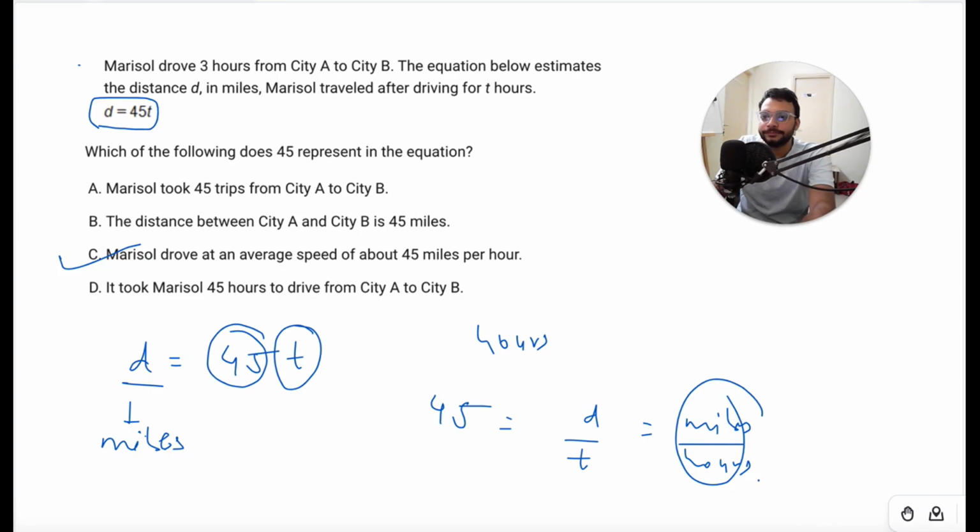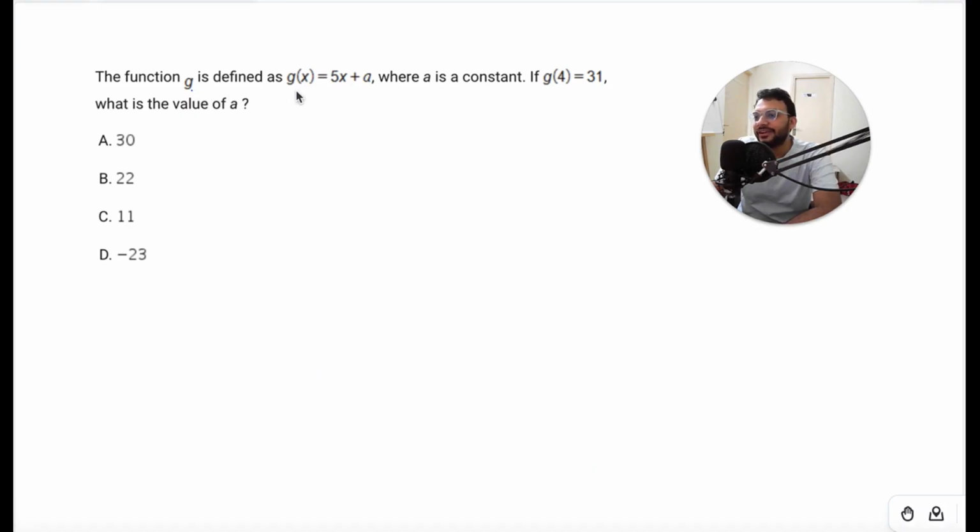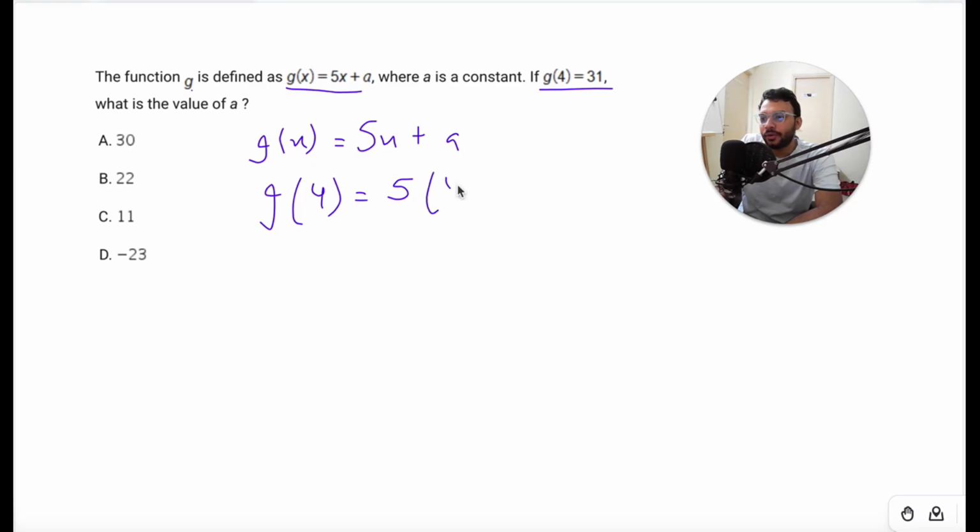Okay, let's go ahead. The function g is defined as g of x is equal to 5x plus a, where a is a constant. If g of 4 is 31, what is the value of a? Okay, so g of x, the function, is given to be 5x plus a. And then g of 4 will be equal to 5 times 4 plus a, which is equal to 31, that is given in the question. So 5 times 4 is a 20 plus a is equal to 31. So a is equal to 31 minus 20, that is 11. That is the correct answer.